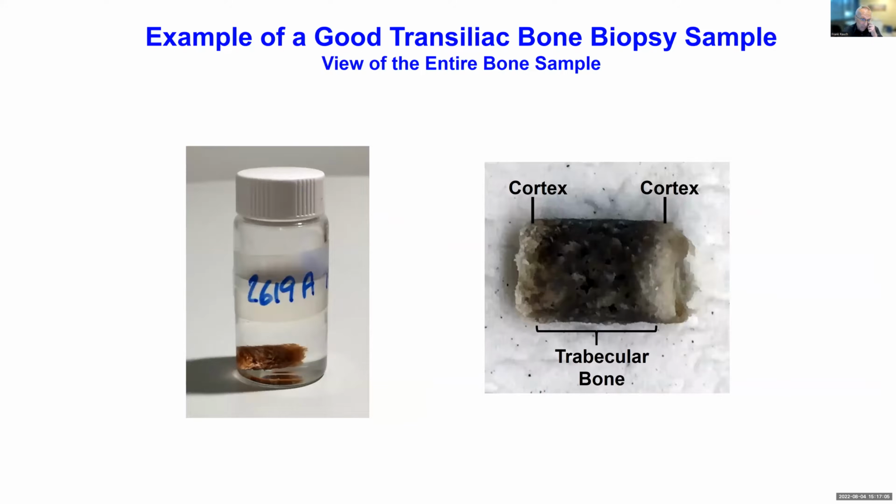So I'm sitting in the lab waiting for biopsies to arrive, and this is what I expect to see. They arrive here after they were taken. They are put into vials, and then they are shipped in this liquid. And a good sample should look like shown here on the right side: a cortex on one side, and this whitish area is the other cortex, and then the trabecular bone in between.